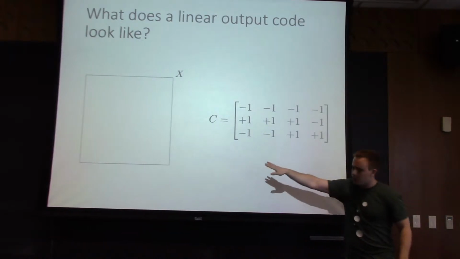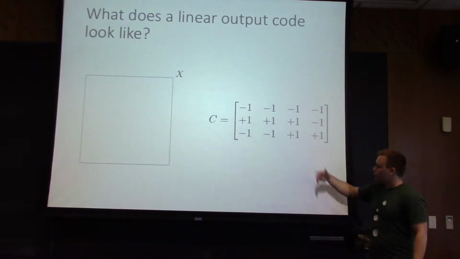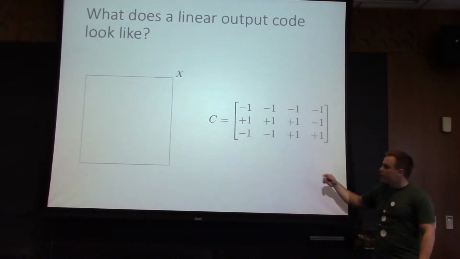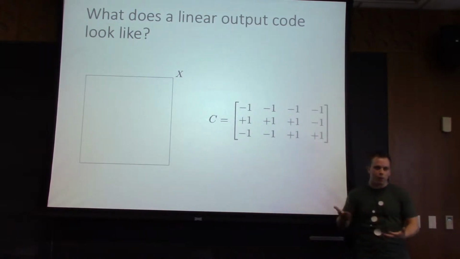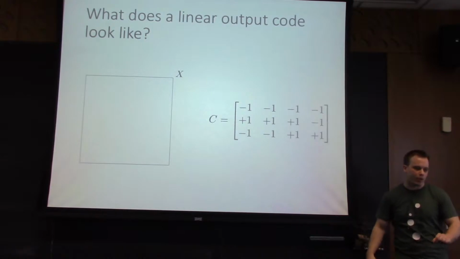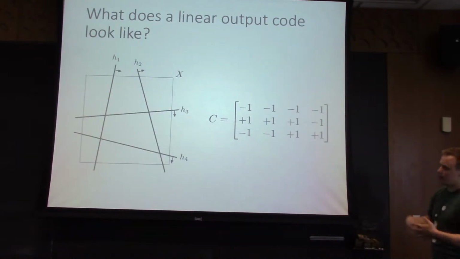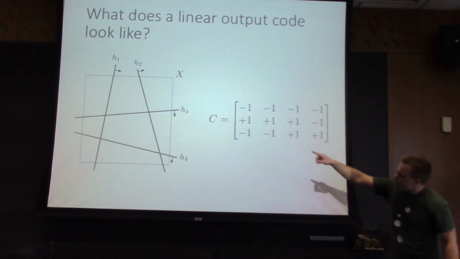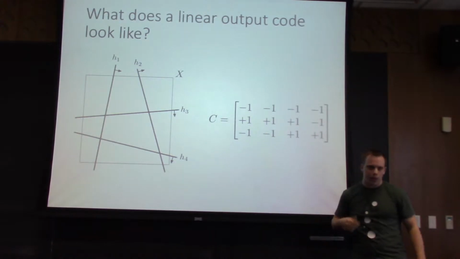So imagine that your instance space is this square, and you've designed this particular code matrix. It has 4 columns, so we should expect to have 4 different linear separators, and they're linear because I'm calling it a linear output code classifier. So we could just drop those down. These are 4 linear separators, and I put arrows on the side indicating which side is positive.